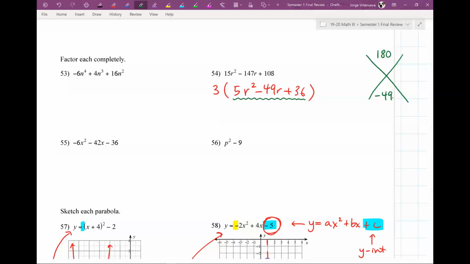180 divided by 6? Nope. 3? Nope. Is that even possible? Let me check if this may not be possible. I'm checking the factors. So check it out, guys. 180: you can do 1 times 180, 2 times 90, 3 times 60, which does not give you 49. Oh wait, 4 and 45 does. 4 times 45.